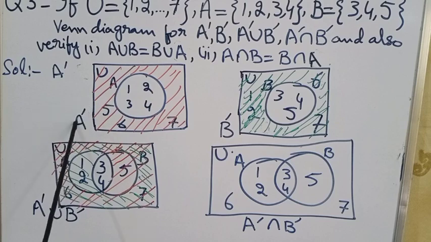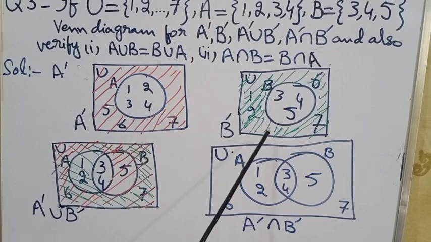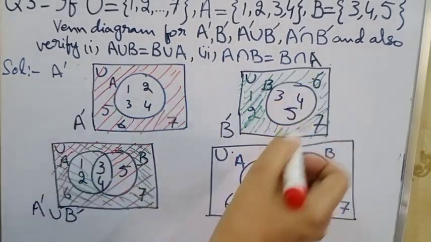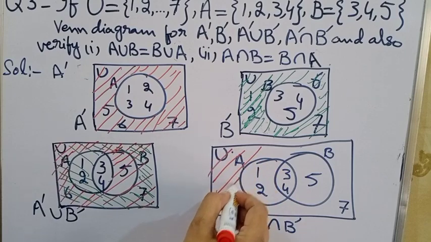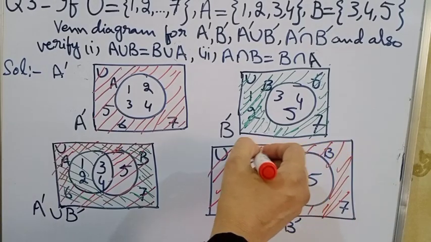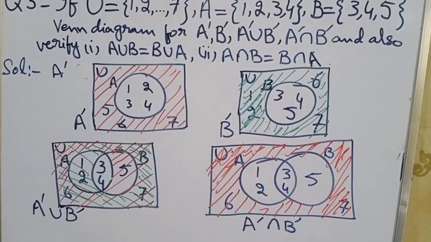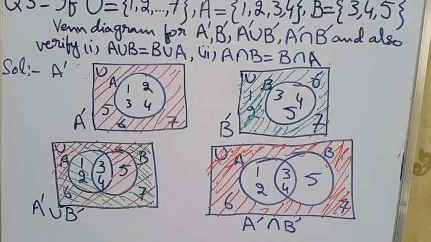Note that A complement contains 5, 6, 7 and B complement contains 1, 2, 6, 7. A complement intersection B complement means the common elements of both sets, and these are 6 and 7. So we color the outside of the A and B sets, and this is called A complement intersection B complement.